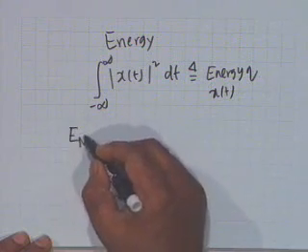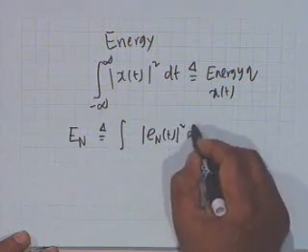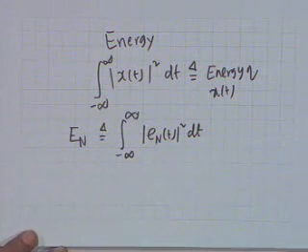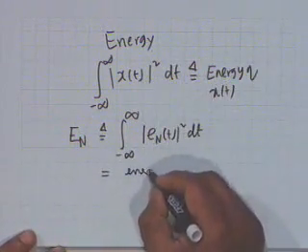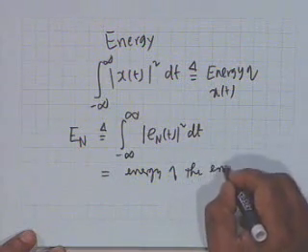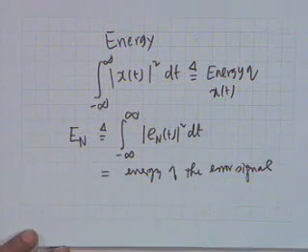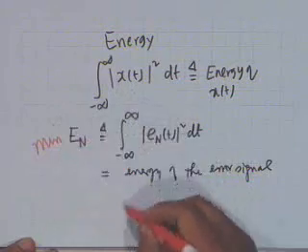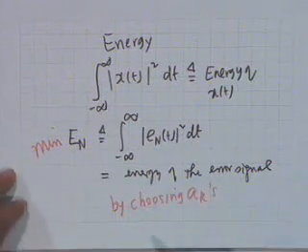Now you notice that our error function E_N is simply equal to the integral of mod e_N squared dt. It is the integrated squared error, magnitude squared error. And I can call this, in terms of this definition, as the energy of the error signal. That is, error is defined as x of t minus x_N of t. And the task that we have set ourselves is to minimize E_N by choosing, I repeat this, by choosing a_k's.